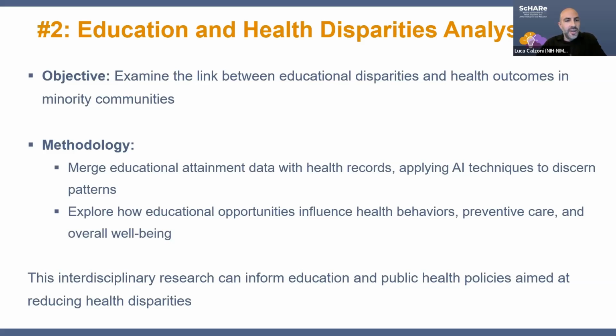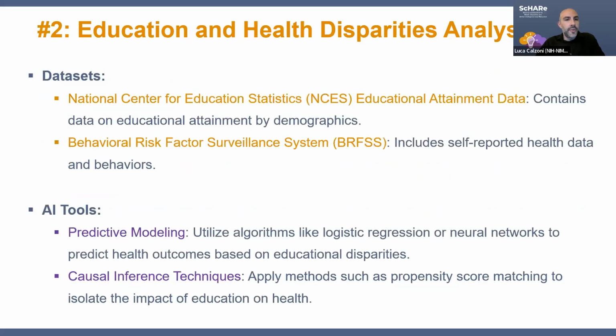And examples of data sets that we could use here would be the NCES education attainment data, with data on education attainment, of course, and BRFSS, which is the Behavioral Risk Factor Surveillance System, which includes self-reported health data and behaviors. And in terms of AI tools, we could use some predictive modeling and causal inference techniques to accomplish our goals.